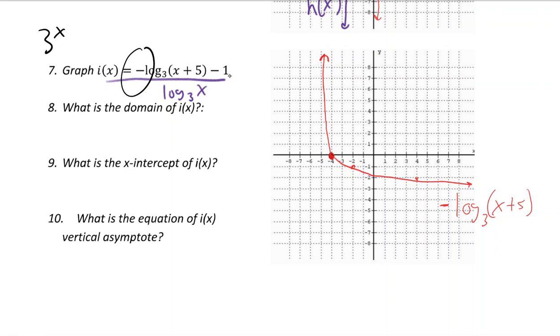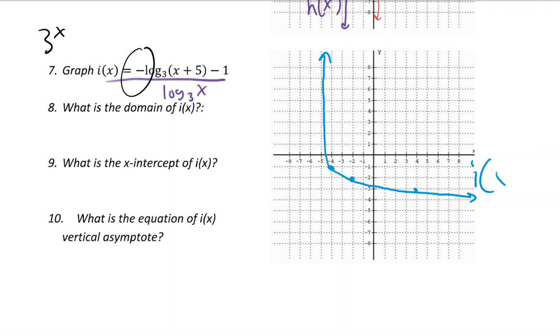Looks like the last thing it's asking for is this minus 1, so we should know that that means it goes down 1. So take all my points, shift them down 1. Don't need that from before. And now this is the function. So it takes a minute, but since it's the same transformation rules that we have, the only hurdle you should have is maybe knowing what log base 3 of x looks like.